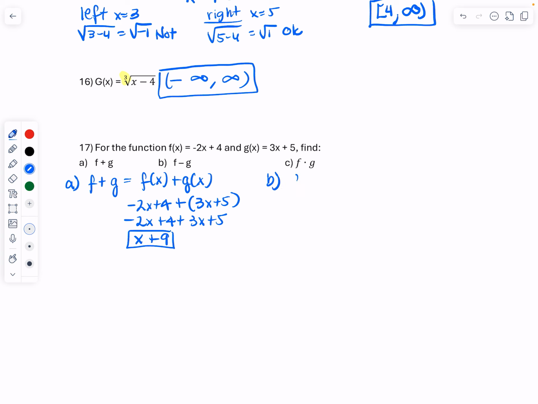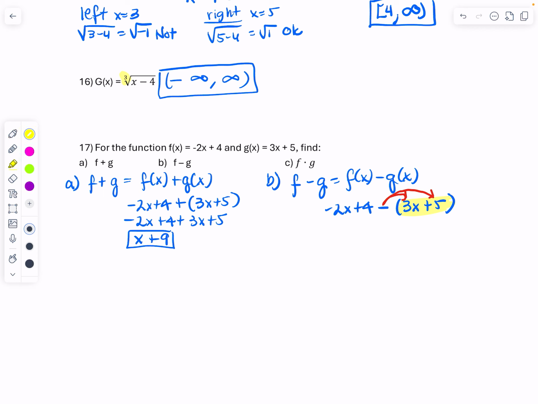B. Now it's saying to take function f minus function g. So that equals f of x minus g of x. So f of x, again, is negative 2x plus 4. And then I'm going to subtract off g of x, which is 3x plus 5. When you subtract off an entire function, use parentheses. So make sure you have the function inside parentheses, because a common mistake is to forget to distribute the negative sign to all of your values inside the parentheses.